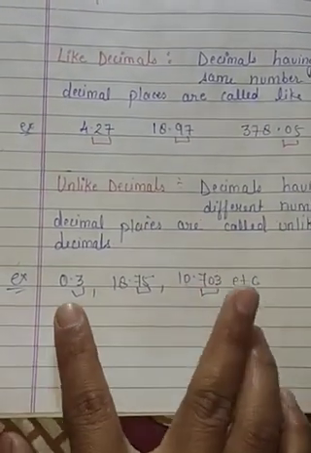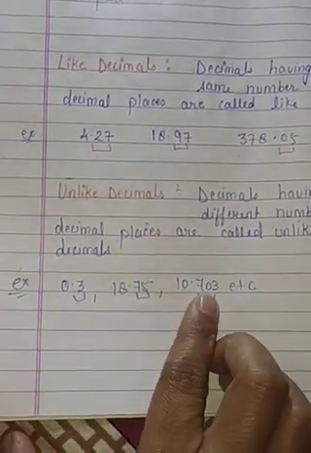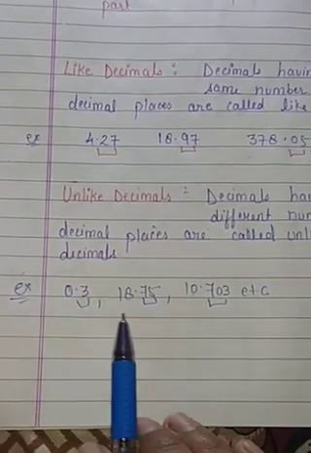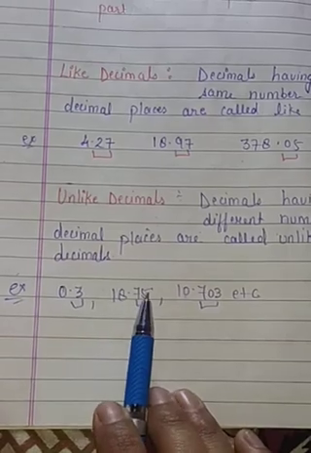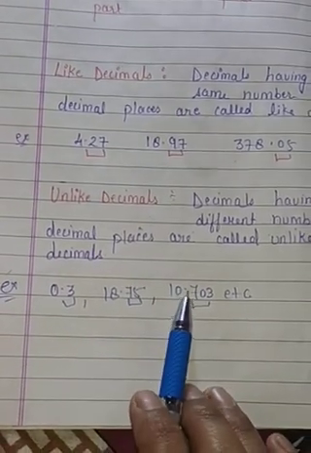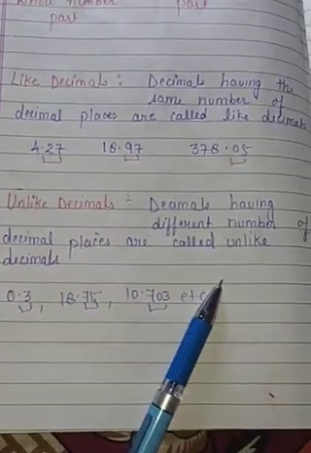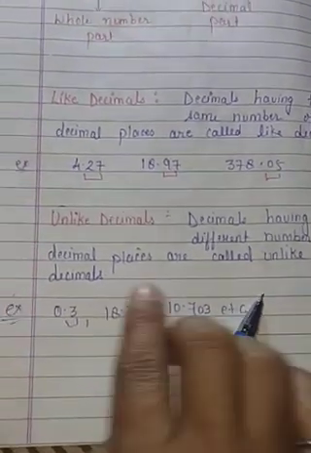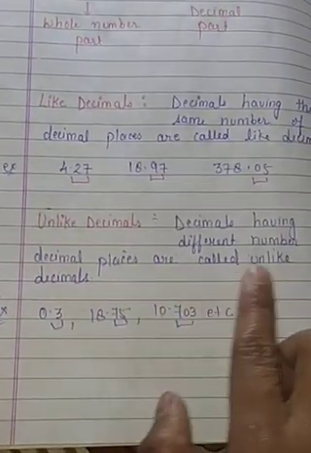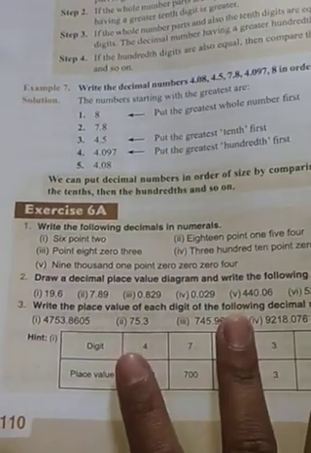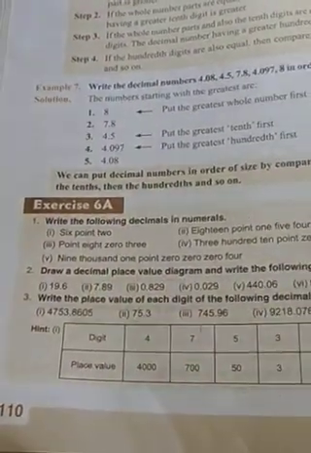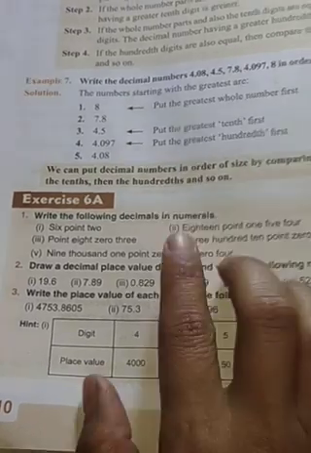But in the lower group you can see three numbers: after the point 1 digit is there, here after the point 2 digits are there, and here after the point 3 digits are there. So decimals having different numbers of decimal places are called unlike decimals. Now we will start exercise 6A, from the first question.